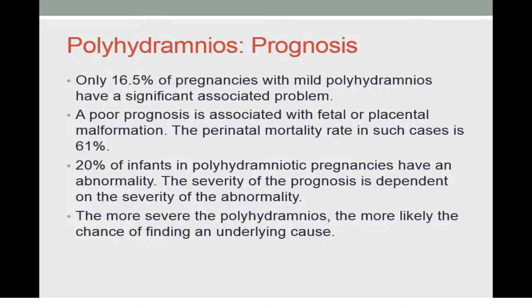Polyhydramnios prognosis. Only 16.5% of pregnancies with mild polyhydramnios have significant associated problems. Poor prognosis is associated with fetal or placental malformation. The perinatal mortality rate in such cases is 1%. 20% of infants in polyhydramnios pregnancies have an abnormality, of different types. The severity of the prognosis is dependent on the severity of these abnormalities. The more severe the polyhydramnios, the more likely the chance of finding an underlying cause.